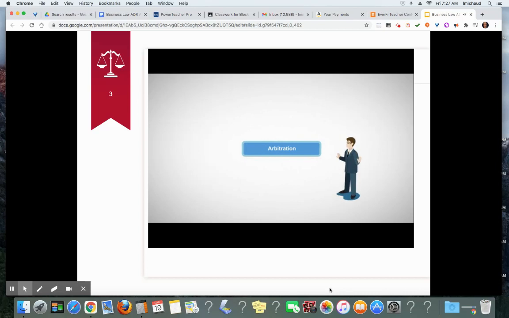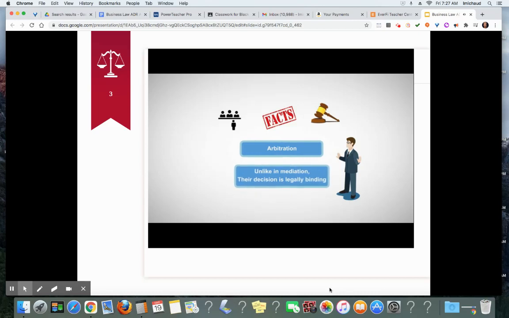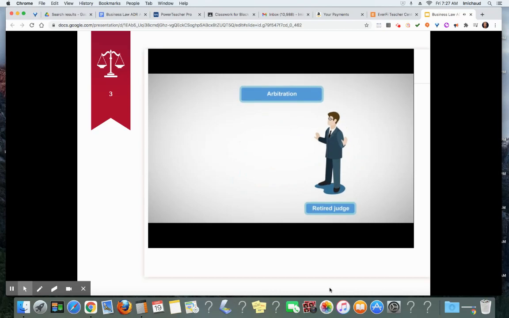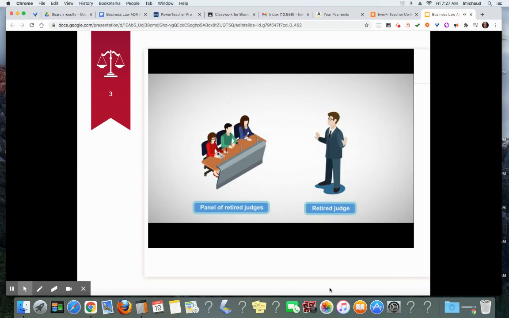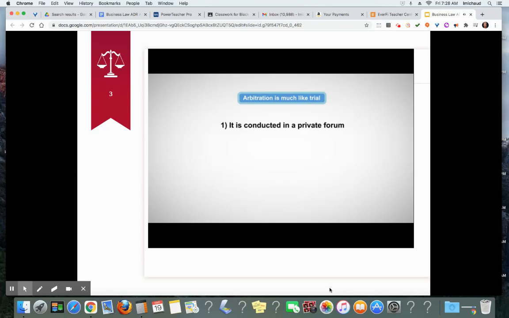In arbitration, the neutral third party, the arbitrator, conducts formal hearings, makes findings of fact, and renders a final decision in the matter. Unlike in mediation, her decision is legally binding unless the parties have entered into a prior agreement stating otherwise. The arbitrator is often a retired judge or a panel of retired judges, given their experience handling legal disputes. Procedurally, arbitration is much like trial. The only meaningful distinctions are that it's conducted in a private forum and the parties cannot appeal the arbitrator's decision.